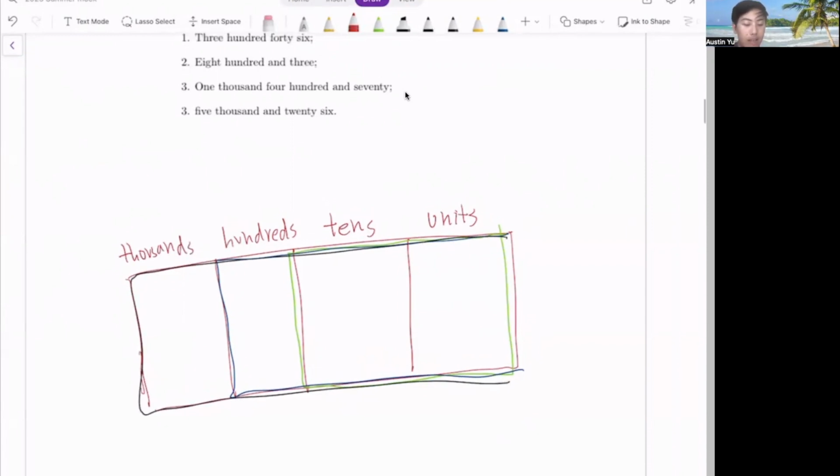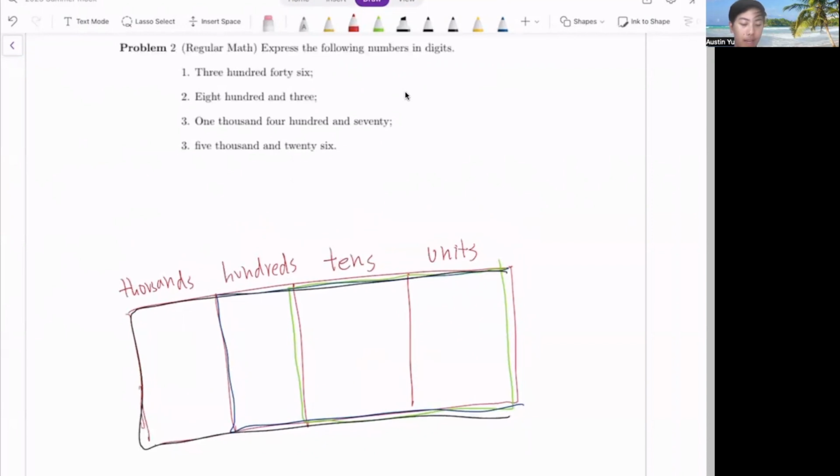Okay, and now let's see the first one, 346. We see here that immediately it says 300, so we put a 3 in the hundreds place, and 46. So 40, that means 4 in the tens place, and 6, which is one digit, we put in the units. 346. Next one, 803. We put 8 in the hundreds, since it says 800, and then 3, so we put a 3 in the units. Notice that this time it didn't say anything about the tens digit, so therefore we just put a 0 here.